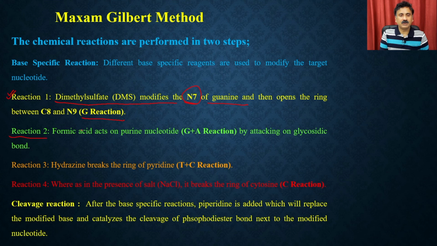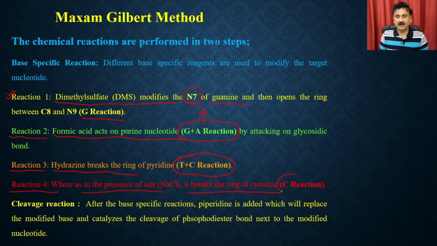Similarly, you have reaction 2, where you are going to use formic acid, and that is going to attack the purine nucleotides. So it is going to be called the G plus A reaction. Similarly, in reaction number 3, you use hydrazine, and that is going to break the pyrimidines, so it is called the T plus C reaction. And then you have reaction 4, where in the presence of the salt NaCl, it breaks the ring of the cytosine, and that's why it is called the C reaction.